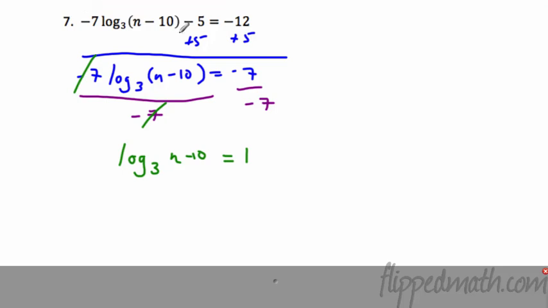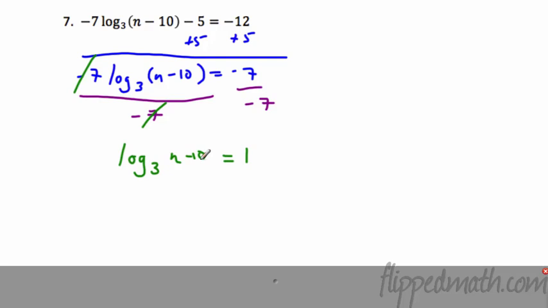All right, so number 7. We find that the variable is nested inside this logarithm. So we have to get that log all by itself. We add 5 to each side and divide by negative 7. We get the log base 3 of n minus 10.